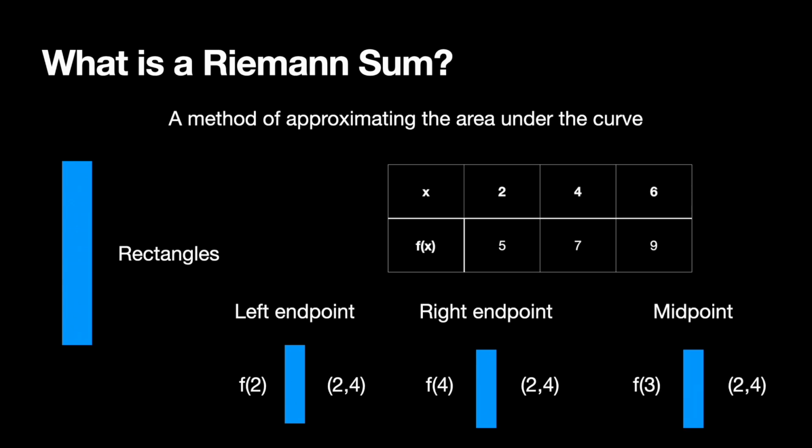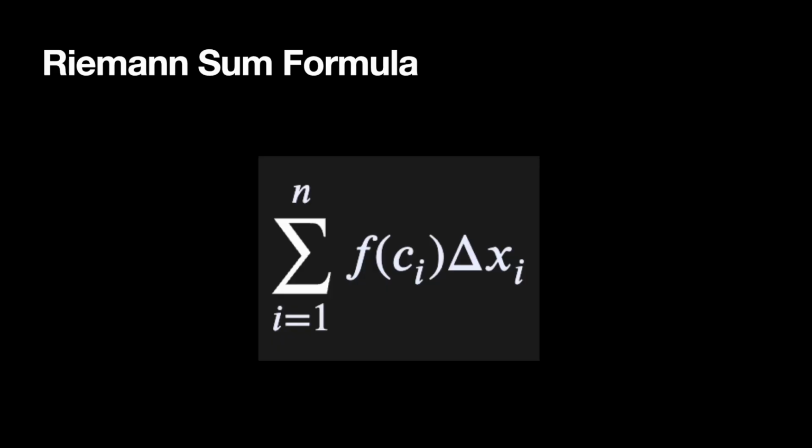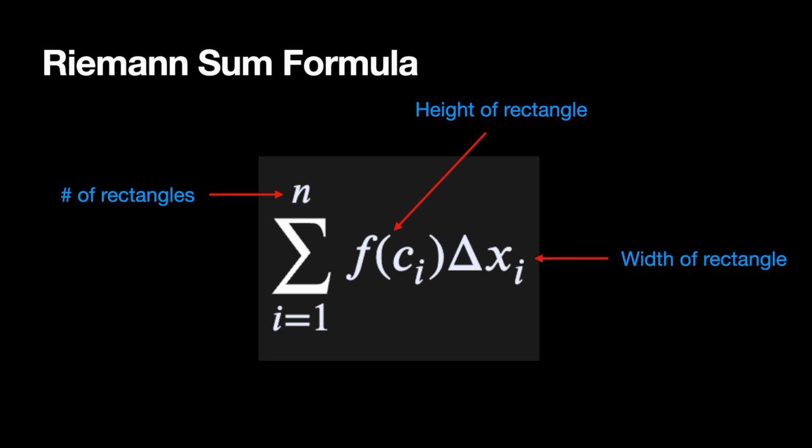f of 3. Mathematically, this is our Riemann sum formula, and although it looks a little confusing, all it is is that n is the number of rectangles that we use to approximate the area, f of c sub i is the height of the rectangle, and delta x sub i is the width of our rectangle.